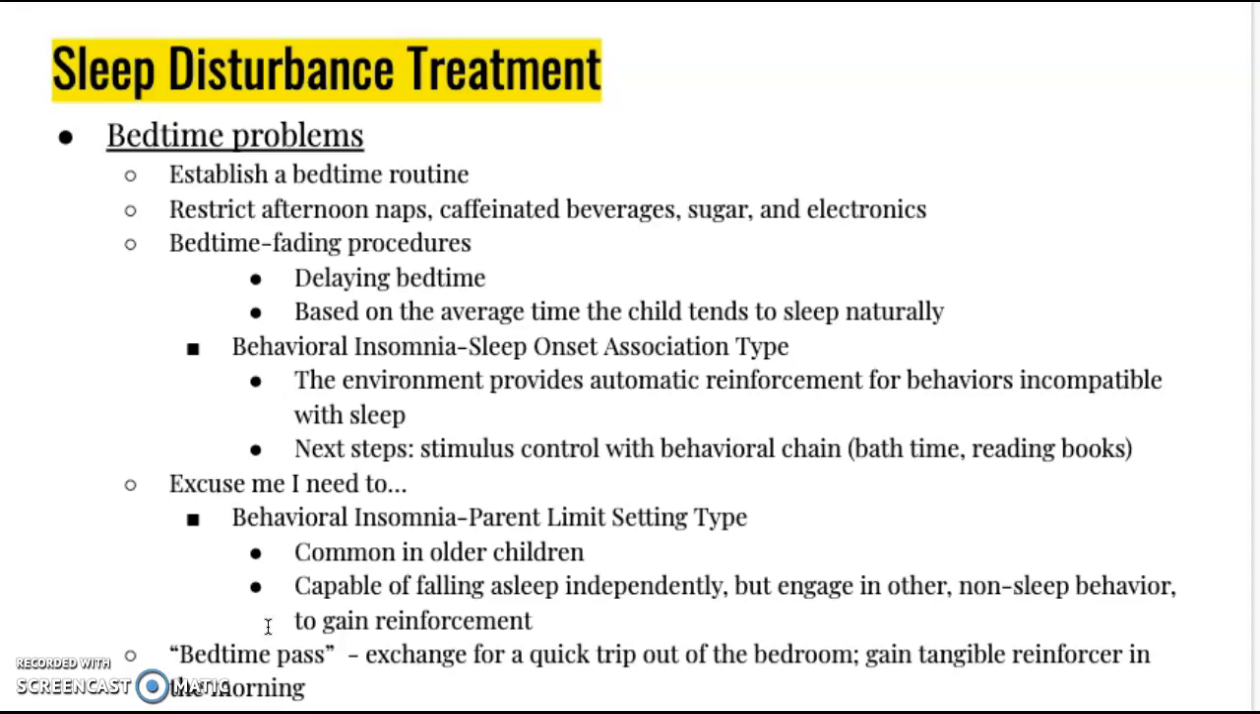Behavioral insomnia, sleep onset association type. The environment provides automatic reinforcement for behaviors incompatible with sleep. Next steps would include stimulus control with behavior training, such as bath time and reading books. Another treatment suggestion was extinction, in which the parent sets up outside contingencies in which the parent needs to leave the bedroom or the child in order to give the child some opportunities to independently go to sleep.